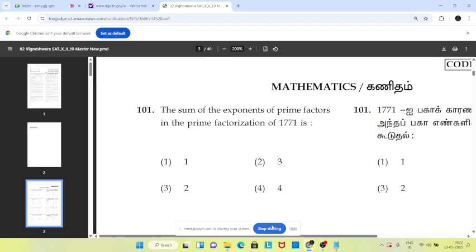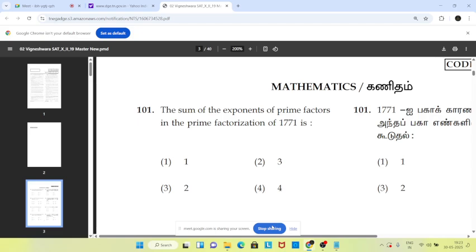For example, if the number is 6, what are the factors of 6? Suppose the number is 6 instead of 1771. 1, 2, and 3. Maybe you can include 6 in that also. Yes, 1, 2, 3, and 6. Like that, for 1771, what are the factors of 1771?